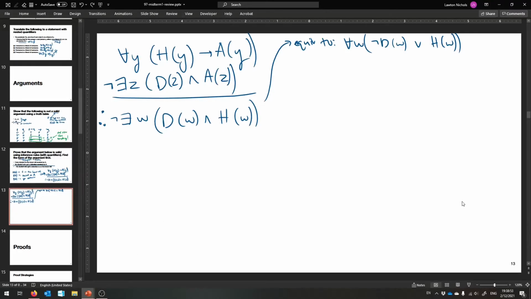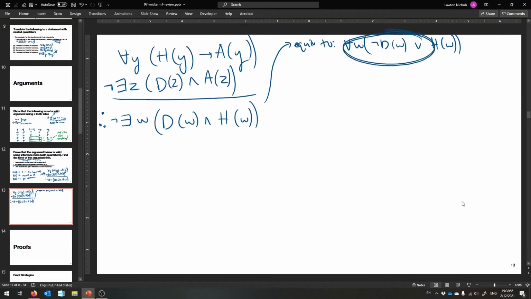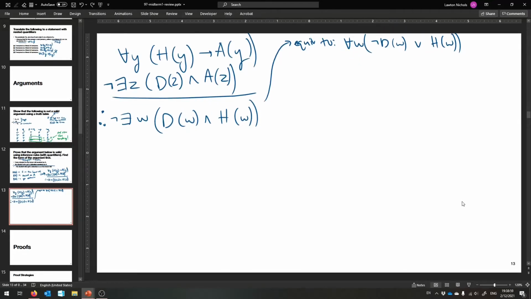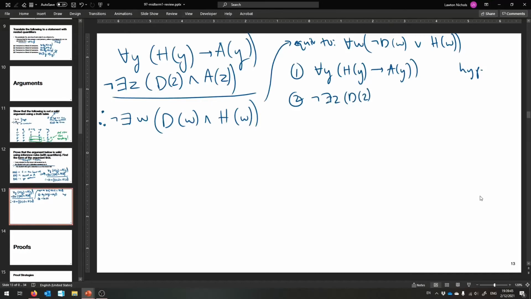Okay, and now this is where it gets kind of painful. We have to eventually get this, yes, but there is a long walk before then. Okay, so let's get started. We have a few things that are hypotheses, and we're eventually going to need them. So let's just say these are our hypotheses. 1, for all y, H of y implies A of y. That's a hypothesis. Then 2, it's not true that there exists a z such that D of z and A of z. That's a hypothesis.